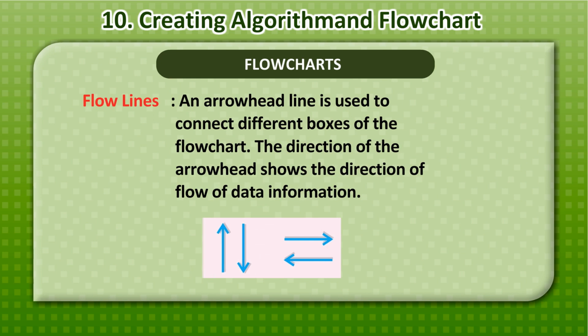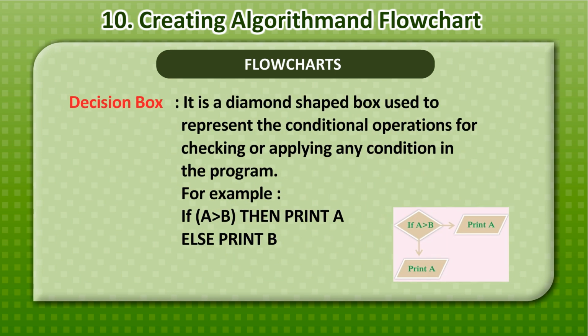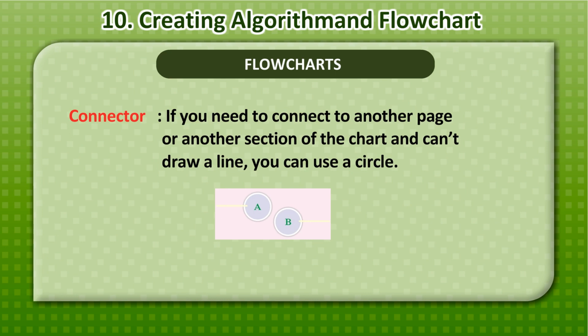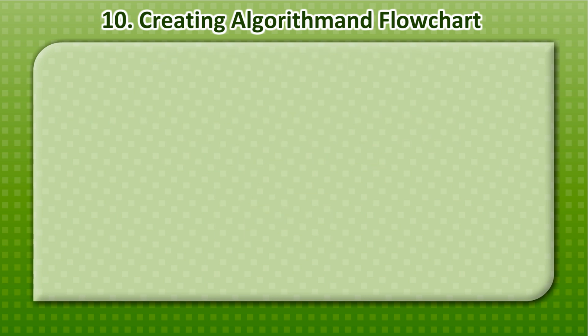Flow lines. An arrowhead line is used to connect different boxes of the flowchart. The direction of the arrowhead shows the direction of flow of data information. Decision box. It is a diamond-shaped box used to represent the conditional operations for checking or applying any condition in the program. For example, if A > B, then print A, else print B. Connector. If you need to connect to another page or another section of the chart and can't draw a line, you can use a circle.